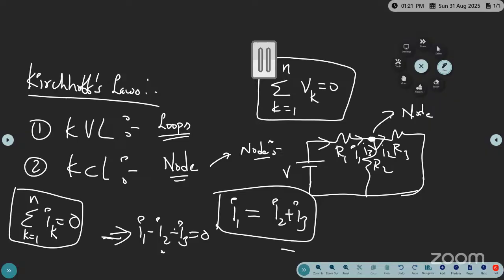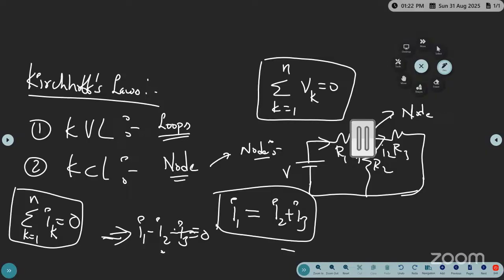So this is about Kirchhoff laws. You understand now? KVL is applicable to a loop, KCL is applicable to a node. It is applicable only to a node. Loop means KVL, node means KCL. So we have to apply the KCL formula for the node, and we have to apply KVL for the loop.